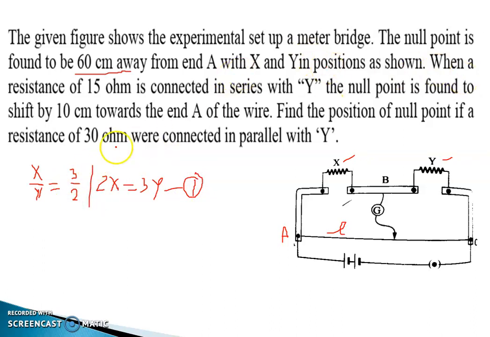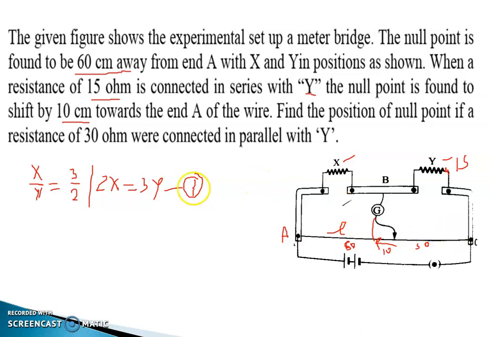Now, when a resistance of 15 ohm is connected in series with Y, the net resistance in the second arm will be Y plus 15. In series, resistances add up. The null point is found to be shifted 10 centimeter towards A. It means the balancing length will be 50 centimeter, so the remaining length will also become 50 centimeter.